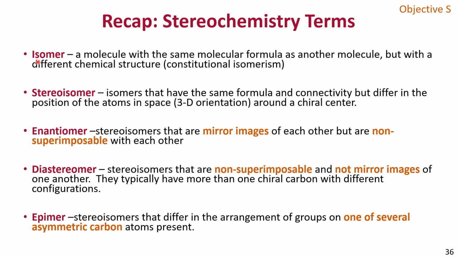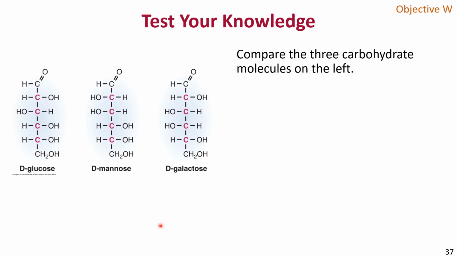So just reviewing the terms, we have isomer, stereoisomer, enantiomer, diastereomer. We saw that in the example before, but now we're going to bring in a thing called an epimer. An epimer is going to be stereoisomers that differ in the arrangement of only one of several asymmetric carbon atoms present here. So like those carbohydrate molecules we're going to see coming up in the next slide, we're going to see that only one of those carbons will be different. Let's take a look at it and see.